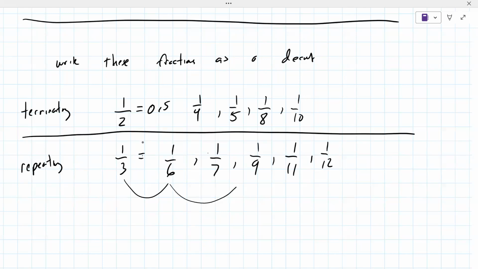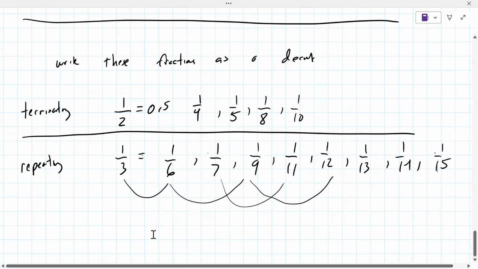See how it's 3, 6, 9, 12, and then it's the odds, 7, 11. Now, where do you think 1/13 is going to go? This one's hard to see. It is repeating. You can go a bit further. 1/14 repeats. Do 1/15 for us, please. Repeating. So you find there's actually fewer and fewer that end up terminating.